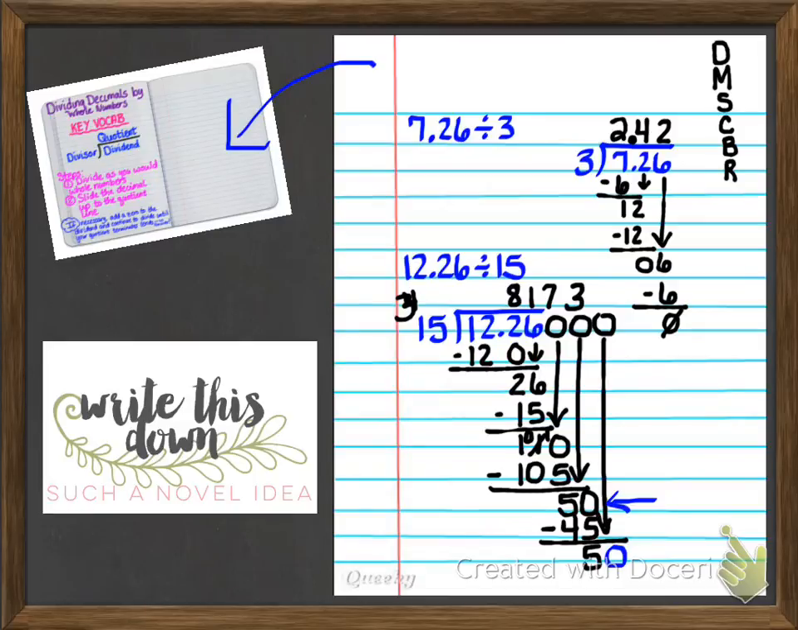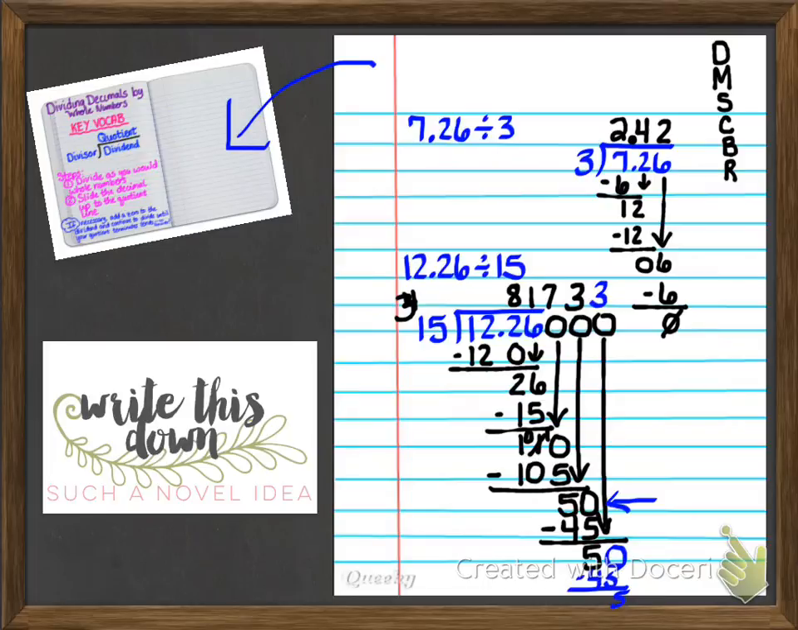But then when I do 3 times 15, I get 45. And let me just show you what I'm talking about here. So 3 times 15 gives me 45. I subtract, I get 5. If I keep adding a 0, annexing that 0, that 3 is going to go on forever and ever and ever and ever, and it's never going to end. So this is called a repeating decimal.